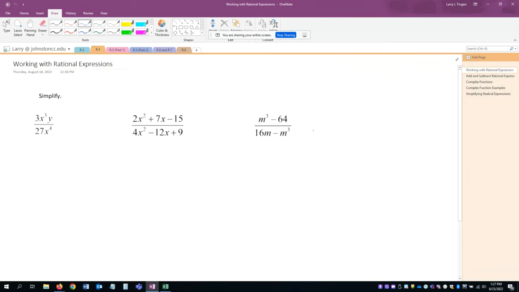All right, so that is the end of R3. We're going to go ahead into R4 now. R4 deals with rational expressions. Yes, R4 is dealing with rational expressions.